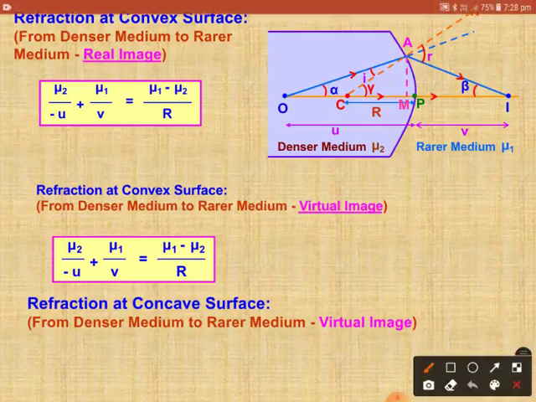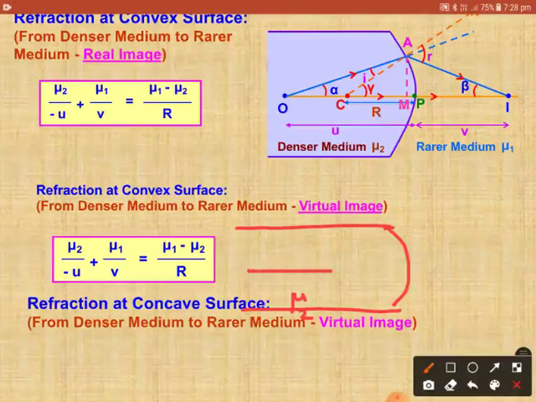This is for convex. So your convex surface will be here like this, and we have to think that the first medium is the denser medium having refractive index mu2. You need to take it that this is the principal axis, and for forming your virtual image, the object must be somewhat closer to here. So let's take it closer to the pole.